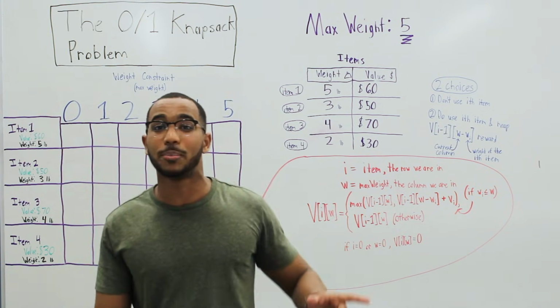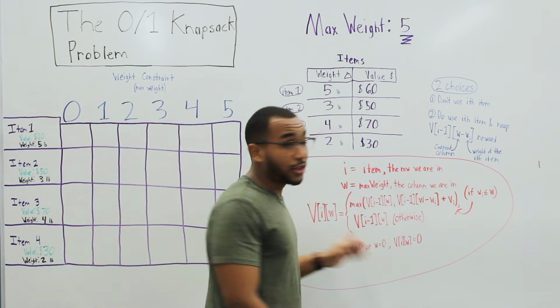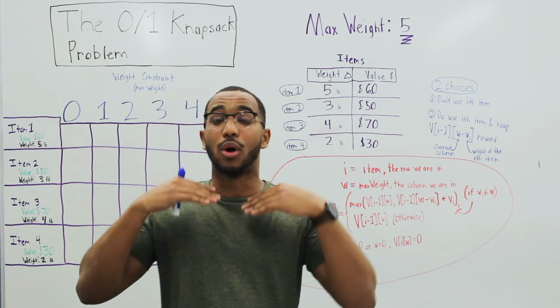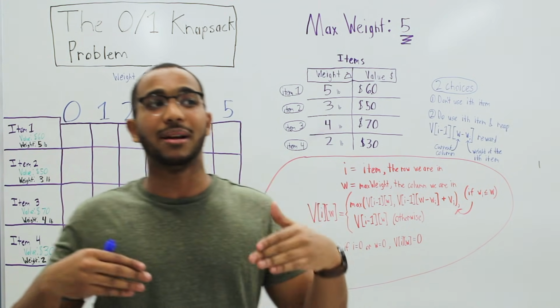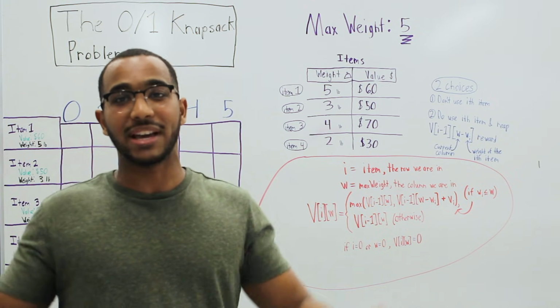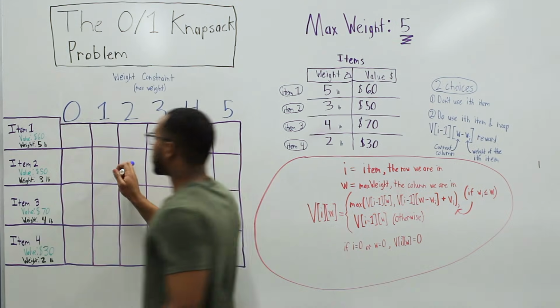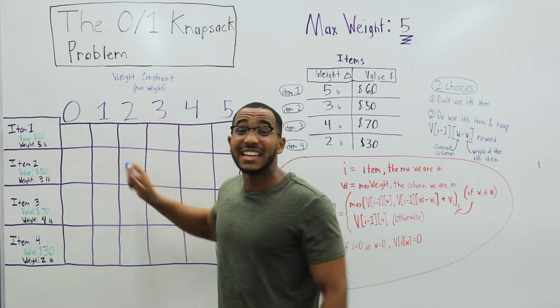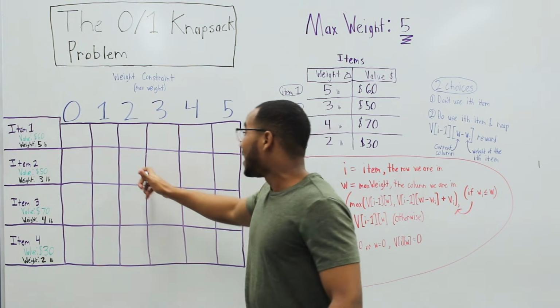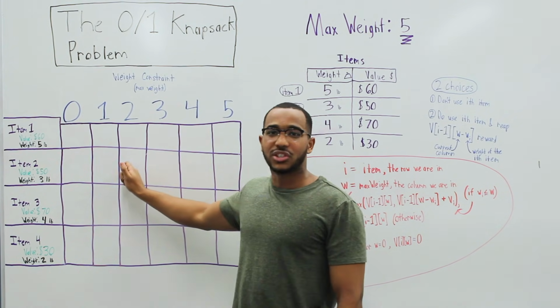The item contributes the value that it gives us. Otherwise, we just take the row above us if this item does not weigh, and if this item is over the weight constraint, and we can't even include it at all. So an example of where we would just take the value above us, where we couldn't even consider including this item, is if we were looking here, we have the subproblem.